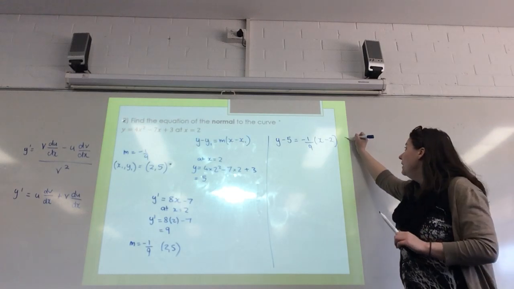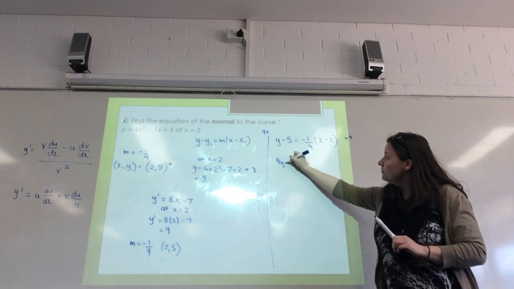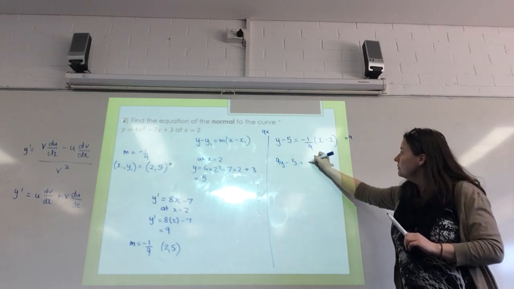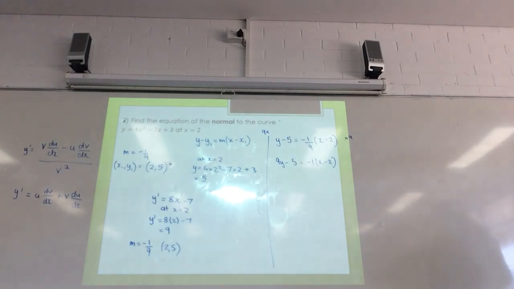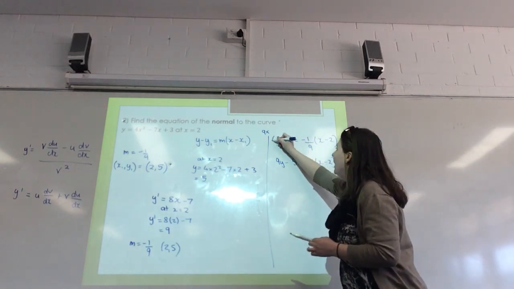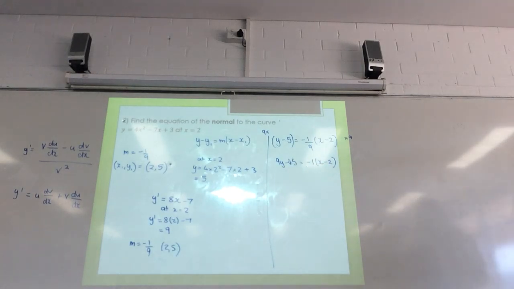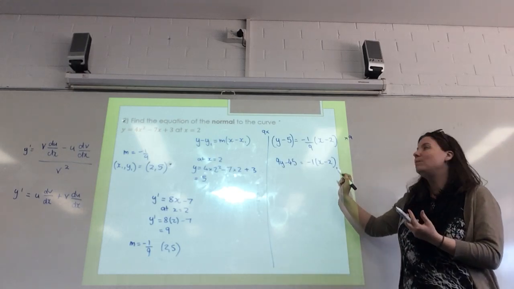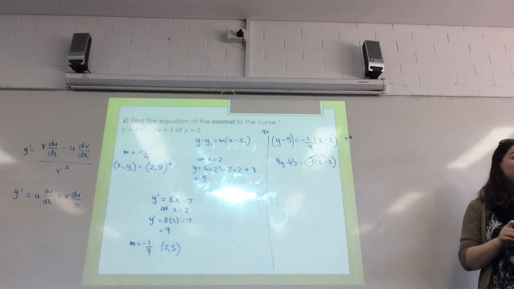I will multiply through by 9. 45. Make sure that when you multiply, you're multiplying by the entire side. And now watch out because that's going to both terms.